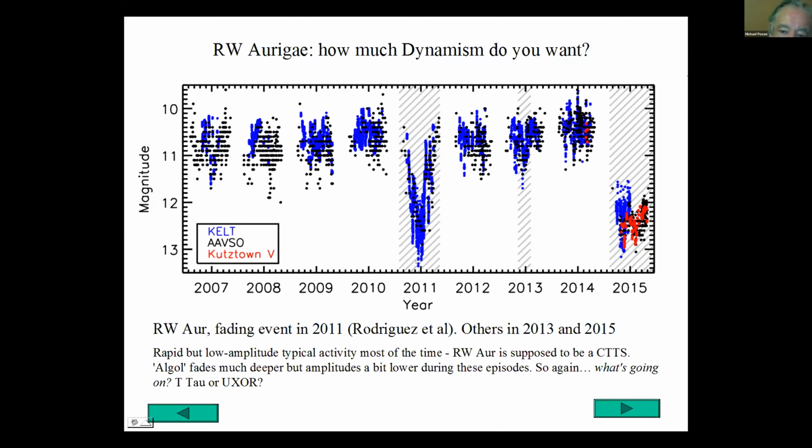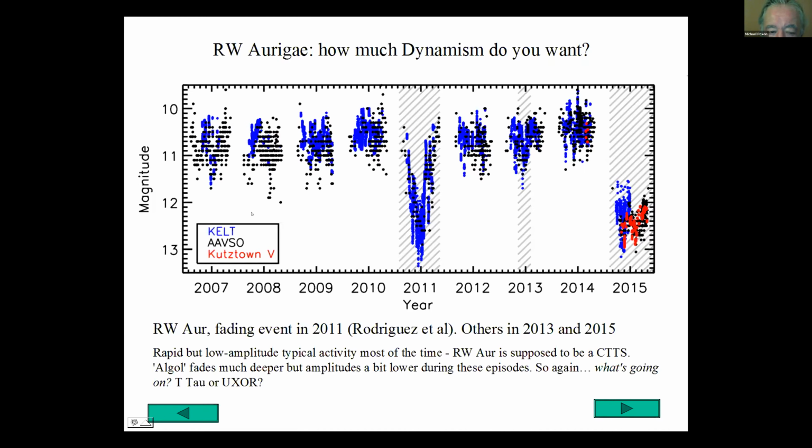This is from a paper by Joey Rodriguez, who is a very good friend of the AAVSO. I've met him at a couple of meetings, and he's always interested to have AAVSO observations of YSOs. And you can see how much he uses it because all these black dots are AAVSO observations. So never be in doubt that the professionals value our observations. Of course they do.